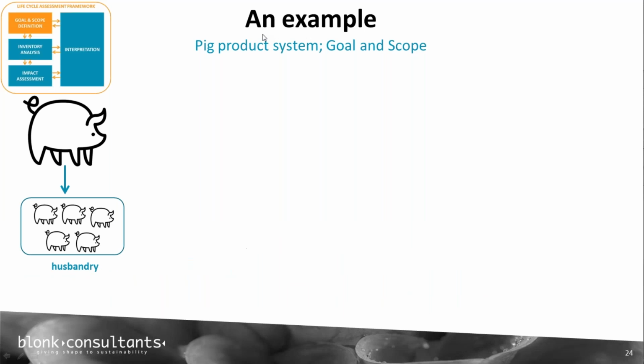So looking at the goal and scope definition, on a husbandry level, we have the sow, the female pig that gives birth to something like 27 piglets a year. Those pigs are raised to fattening pigs before they end up at the slaughterhouse.